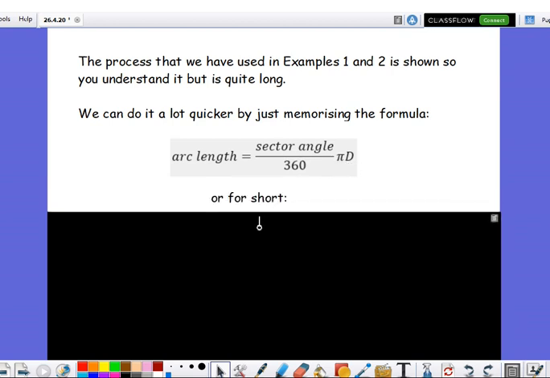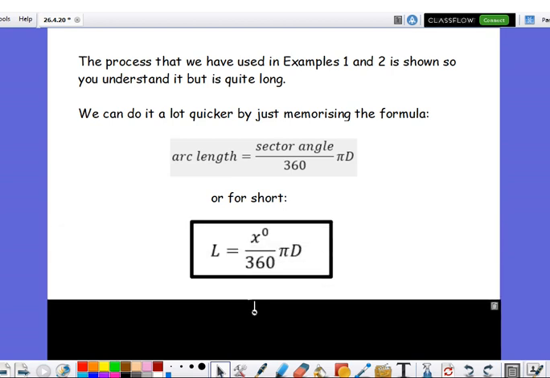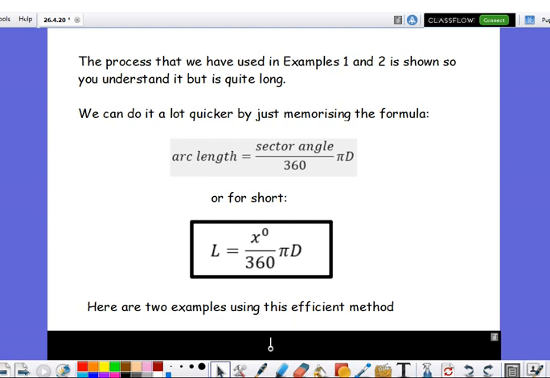And I would write this, or I hope you would write this, in shorthand like this. L means length of the arc equals angle over 360 times pi d. Alright, and now I'm going to do two examples using this more efficient method.